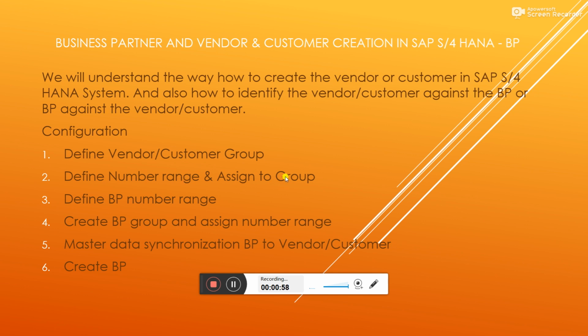The new steps added in SAP S4HANA are to define a BP number range, create a BP group and assign the number range, and later do the master data synchronization between BP and the customer group, or BP and the vendor group. Then it will be synchronized, and when you create a business partner, a vendor or a customer is created accordingly. Then we can also see how to create a BP. The T code is also BP.